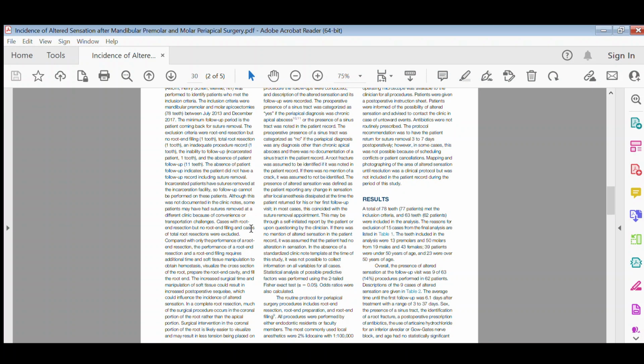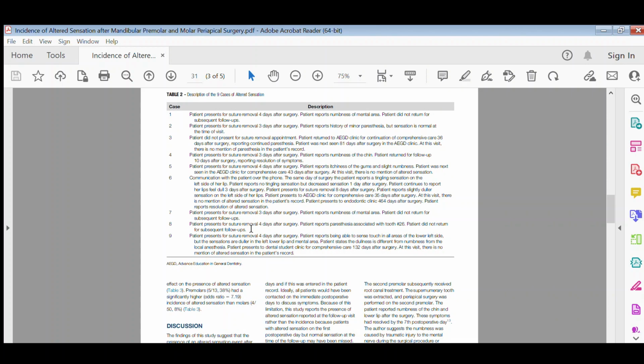In the results, from a total of 78 teeth, 63 teeth were included in the analysis, and these were 13 premolars and 50 molars. The overall presence of altered sensation at the follow-up visit was 14%, 9 teeth of 63, and the average time until the first follow-up was 6.1 days, with a range of 3 to 37 days.